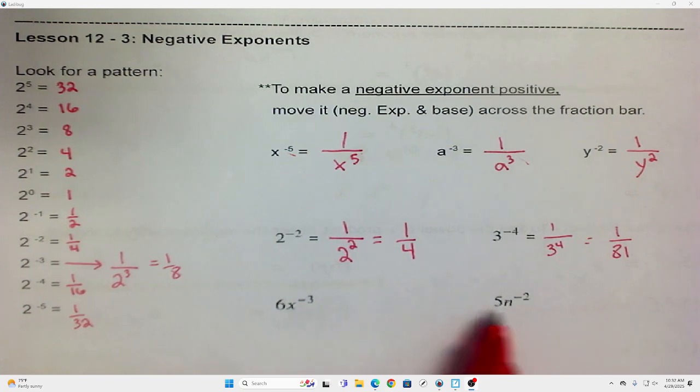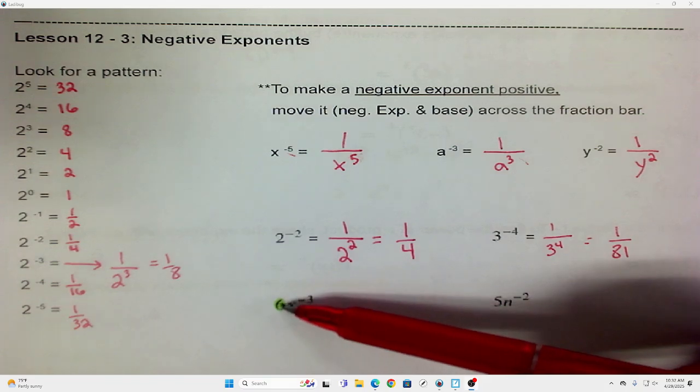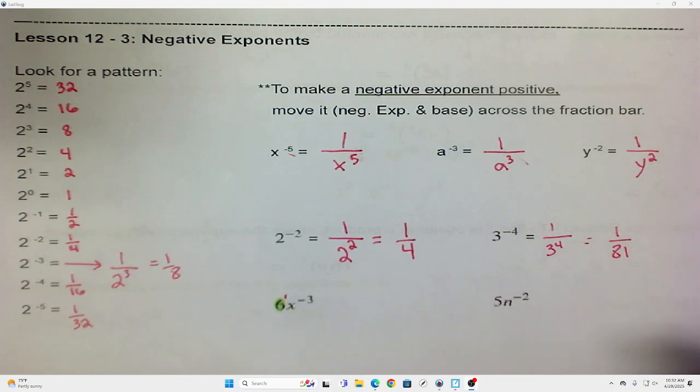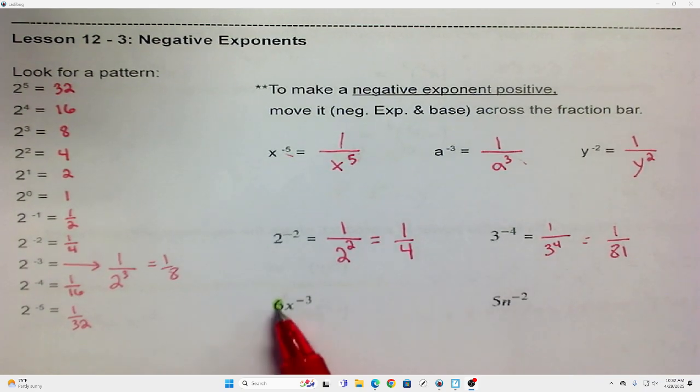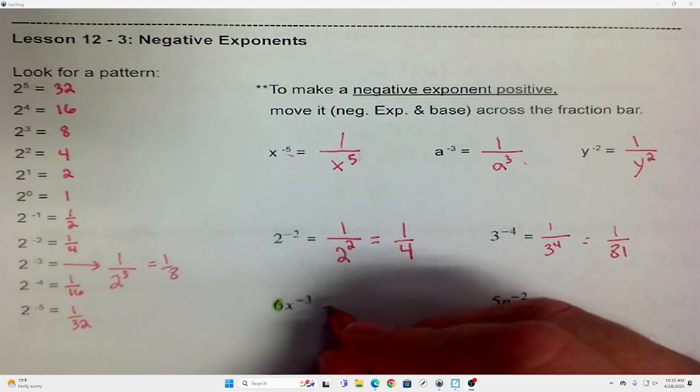Now, these last two, this is where it gets into a little bit of complication here, but not much. This 6 is not attached to the x. This x is attached to the negative 3. The 6 is just multiplying it. Technically, the 6 has an invisible 1, at least for the exponent, right? So this 6 does not have a negative exponent. That's the thing. We need to make a negative exponent go away and become positive.